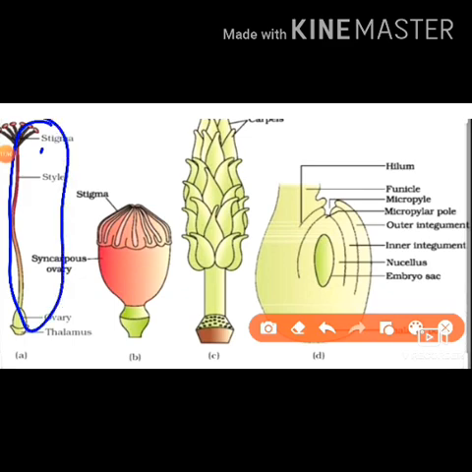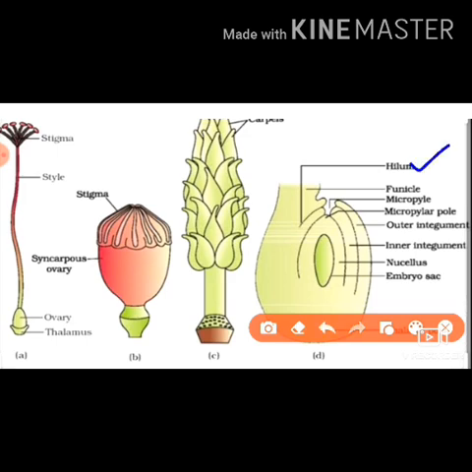This is the complete structure of the gynoecium. Stigma here, style here, and then the ovary is present here, and this is the thalamus. Okay, that is the thing. And coming to the structure of the ovule, anatropous ovule, also called megasporangium. Please remember, this is the hilum.